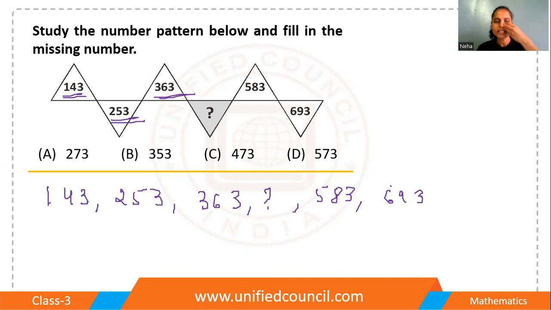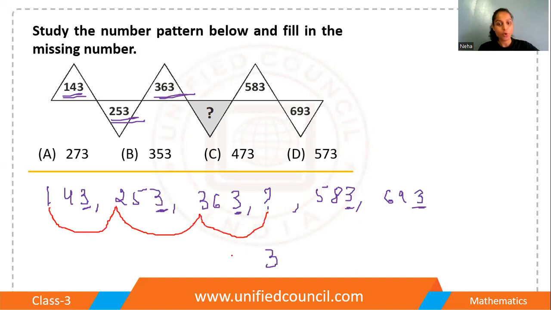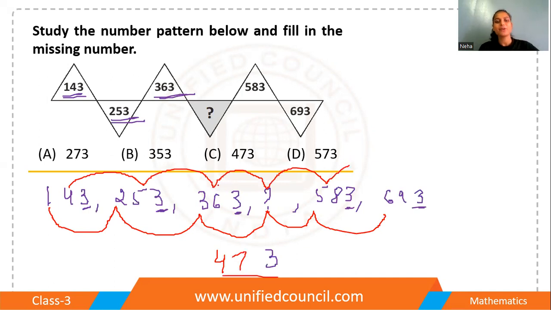So one thing you can see is that we have 3 in the unit place, right? This is the same. We have 3 in the unit place for every number, right? Now what about the first digit? 1, 2, 3, 4. 4 should come here. Then 5 and then 6. Now what about the middle digit? 4, 5, 6, 7, 8 and 9. So what will come? 7. 473. Option C is the right answer.